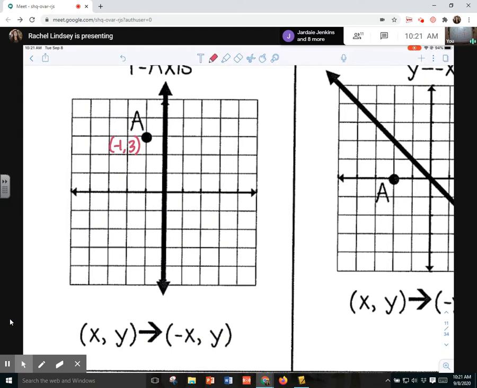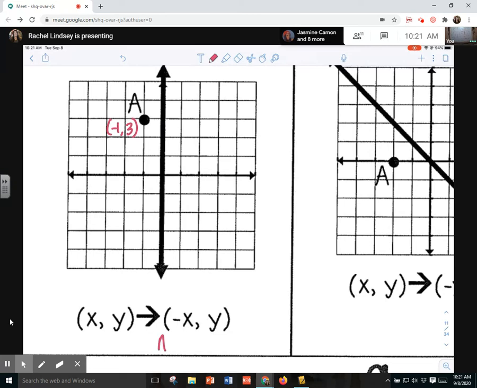So my A prime will be at, the y doesn't change, what's the x going to be? Positive 1, because we just changed the sign. So I'll be at 1, 3 for my A prime. All I did was fold it right over the y-axis. So 1 to the left, 1 to the right.